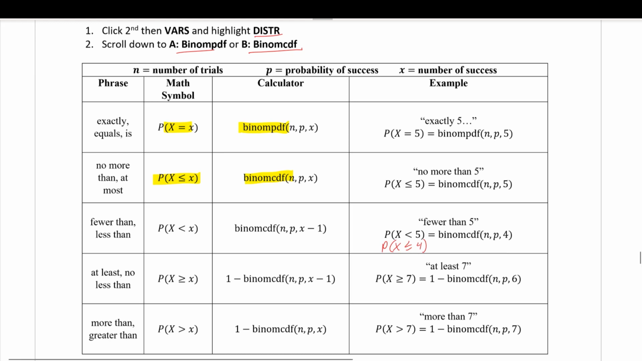Greater than or equal to x. Well, this is kind of a weird one, and it's best to show you with a table. I never refer to these. I always use a table to logic my way through all this stuff, which is what I'm going to show you on the next example.